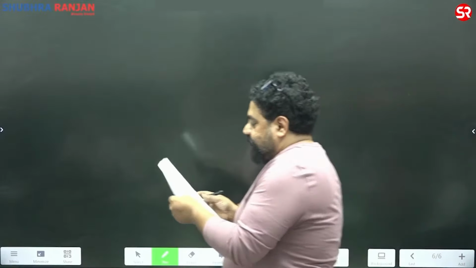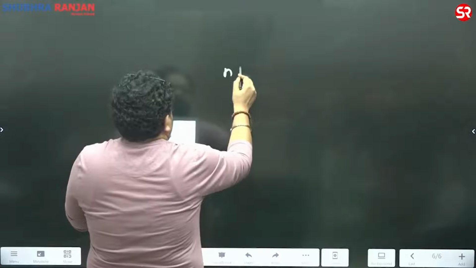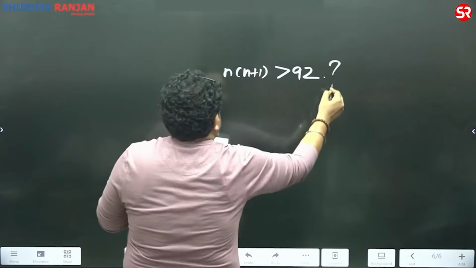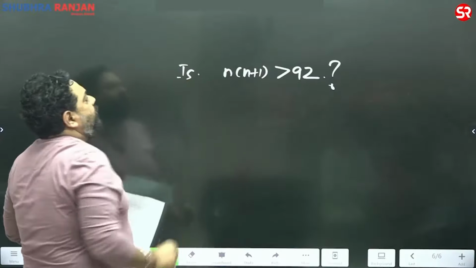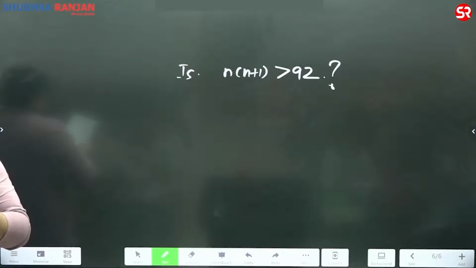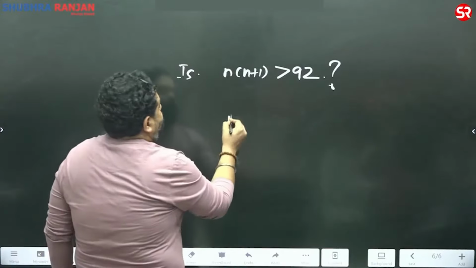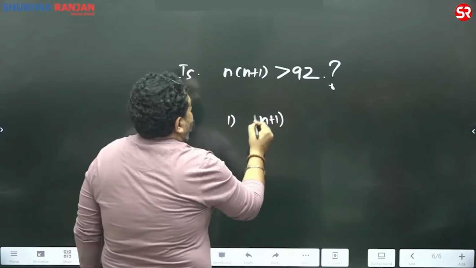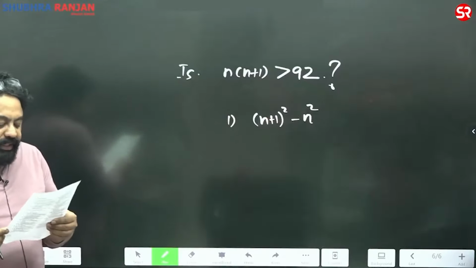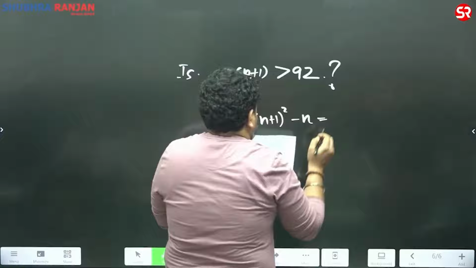He says, is the product of two consecutive natural numbers, n and n plus 1, greater than 92? This is your question: is n into n plus 1 greater than 92? First, he says the difference between the square of the larger number and the larger number is 90. So the square of the larger number, n plus 1, minus the larger number.